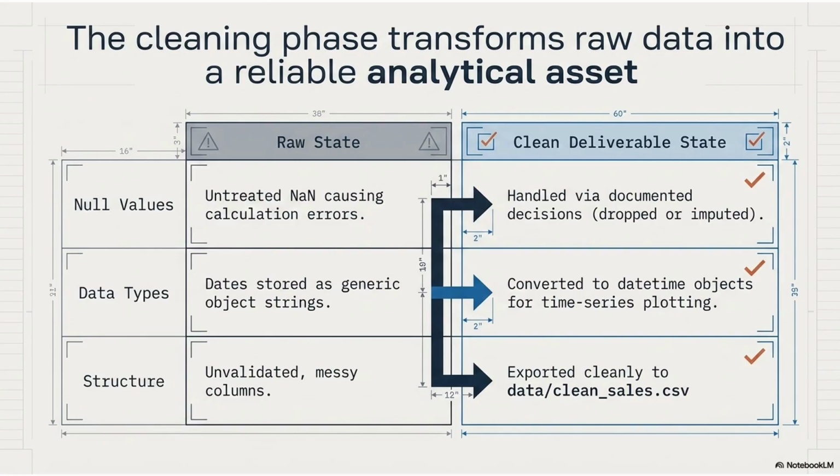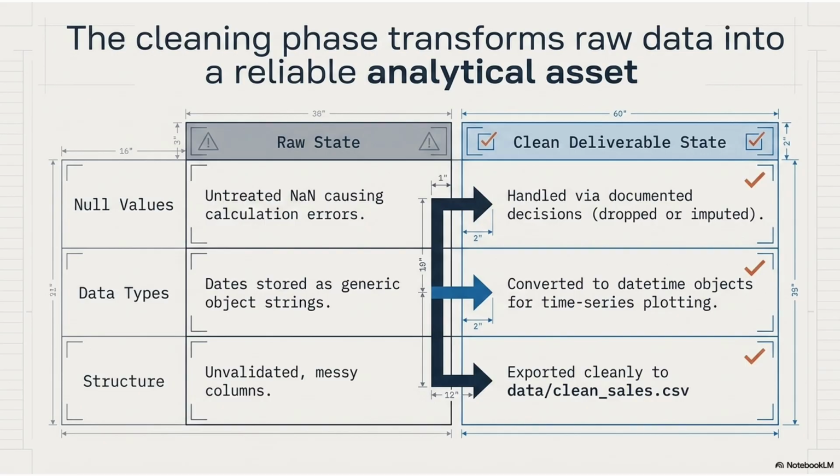The raw state column shows the problems. Null values causing calculation errors, dates stored as generic object strings, invalid messy columns. The clean deliverable state column shows the resolution. Null values handled via documented decisions, dropped or imputed with reasoning. Dates converted to datetime objects for series plotting. Structure exported cleanly to data/clean_sales.csv.